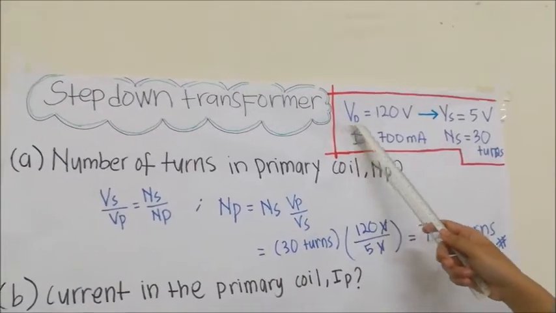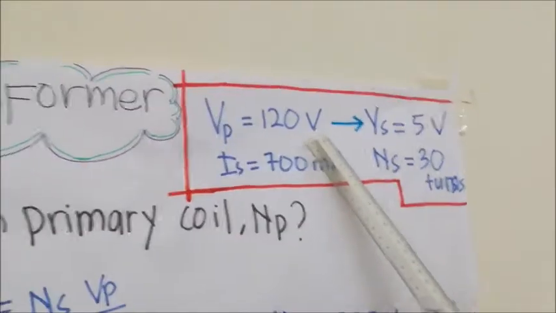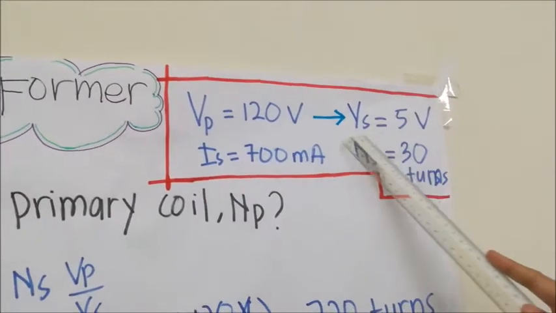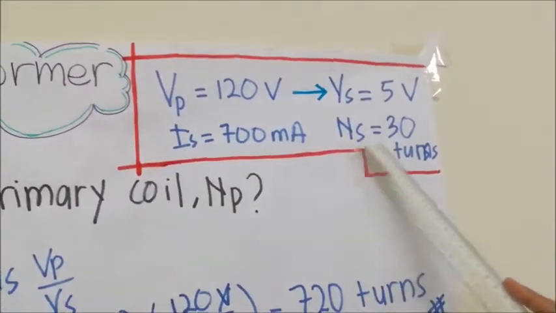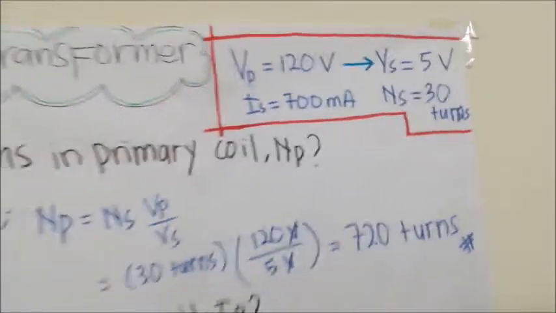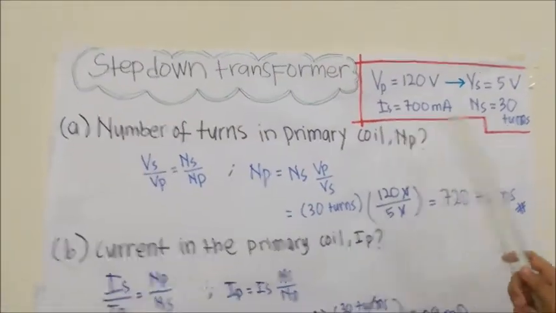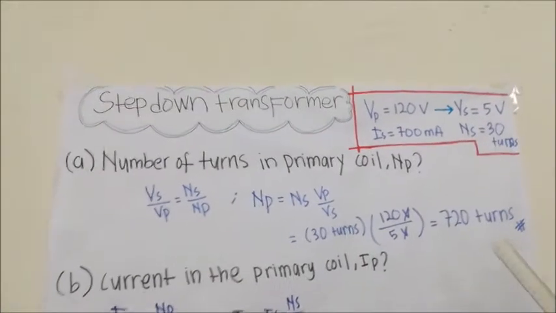Based on the question, we know that the values given are the primary voltage VP, which is 120 volts, the secondary voltage of 5 volts, IS of 700 milliamperes, and NS of 30 turns. So we can know that this is a step-down transformer. Why?